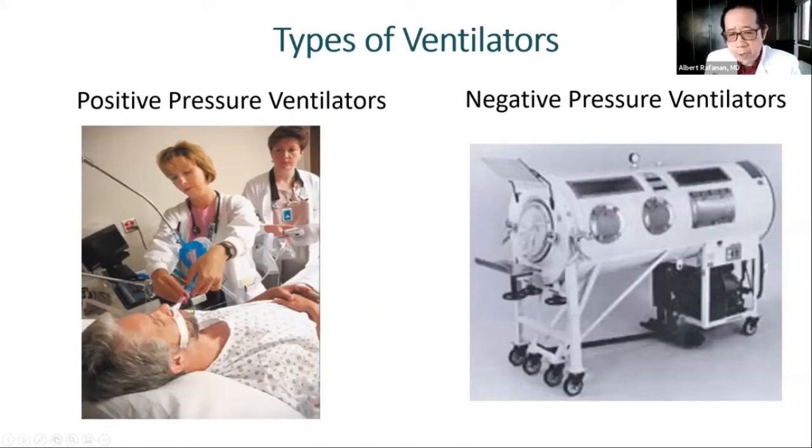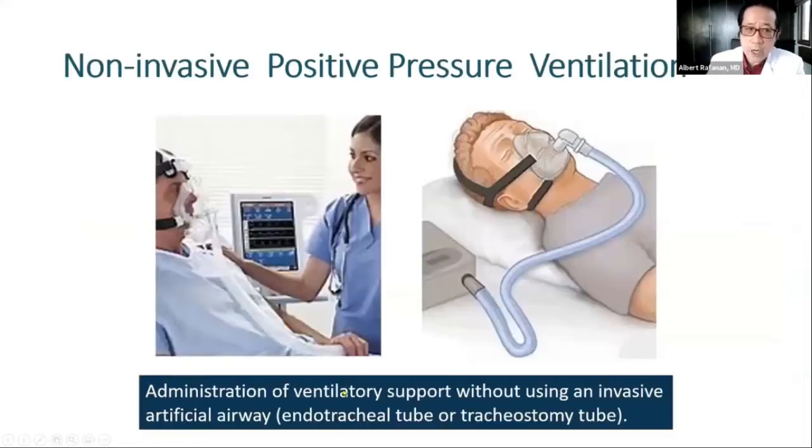What do we mean by positive pressure? We push air into the endotracheal tube. Remember that when we ventilate somebody, we ambubag, we push air in. So that is called a positive pressure ventilator. Aside from the invasive positive pressure ventilator, we also have what we call non-invasive positive pressure ventilation. This is when we administer ventilatory support without using an artificial invasive airway. That is, we don't put them in an endotracheal tube or tracheostomy tube. So here you can see a critical care ventilator attached to a full face mask.